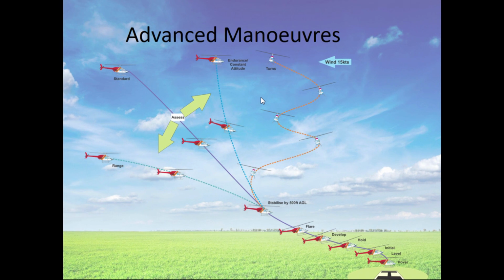The disadvantage of that is it's very hard to flare and get all the timing right down the bottom with no speed. So passing through 500 feet, you really need to have got yourself sorted so you can build that speed up. No later than 500 feet, you want to be getting some positive speed on the clock.